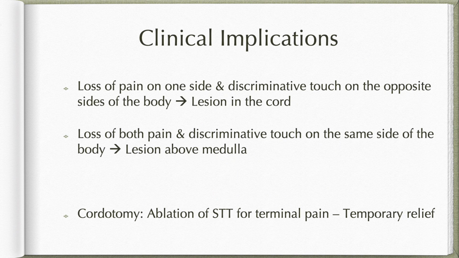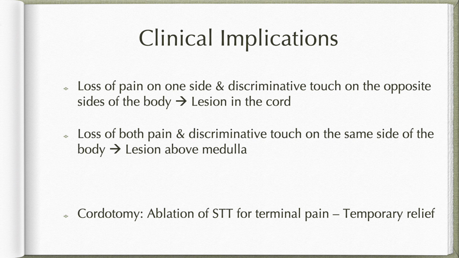So what's the clinical implication? If there is a patient who shows loss of pain sensation on one side of the body and loss of discriminative touch on the opposite side of the body, most likely the lesion will be in the spinal cord, because in spinal cord the fibers in the spinothalamic tracts, whether it is anterior or lateral, are already crossed, whereas the fibers in the dorsal column are ipsilateral.